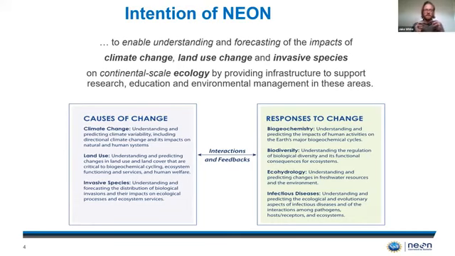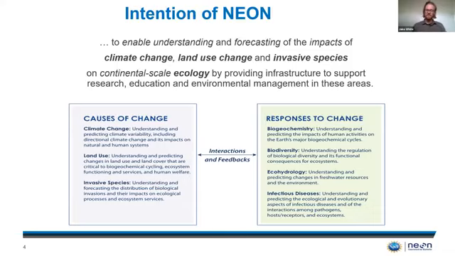The intention of NEON is that we want to take that reliable, standardized framework and that really solid foundation of data to enable understanding and forecasting of the impacts of climate change, land use change, and invasive species on continental-scale ecology. That's really what we want to provide: a stable framework for other people to forecast and understand ecological change. So continental-scale ecology, what does that mean?